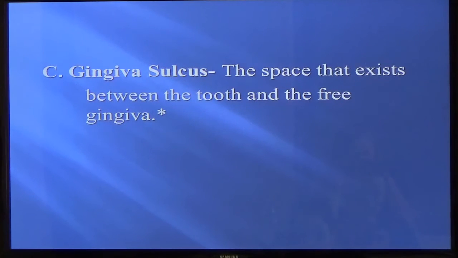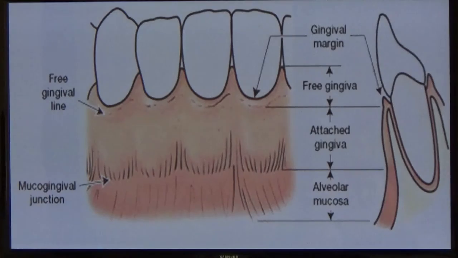The gingival sulcus is the space that exists between the tooth and the free gingiva. Again, that's what we measure, this little pocket right here.